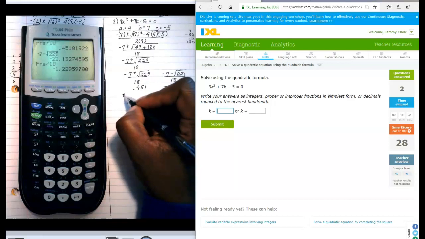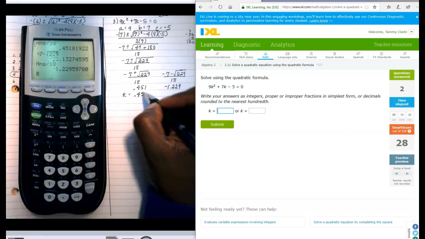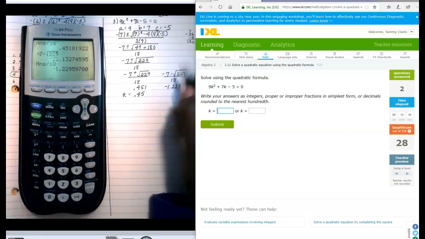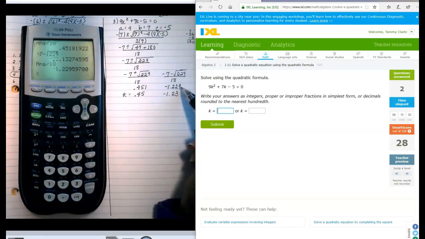So K then would be 0.45, and it would also be negative 1.23. Now, if you're wondering how I got 0.45 here, in the thousandths place, 1 is not 5 or greater, so I just leave the 5 and drop the 1. Here, the 9 is greater than 5, so that means I round up the hundredths place by 1, and I got negative 1.23.